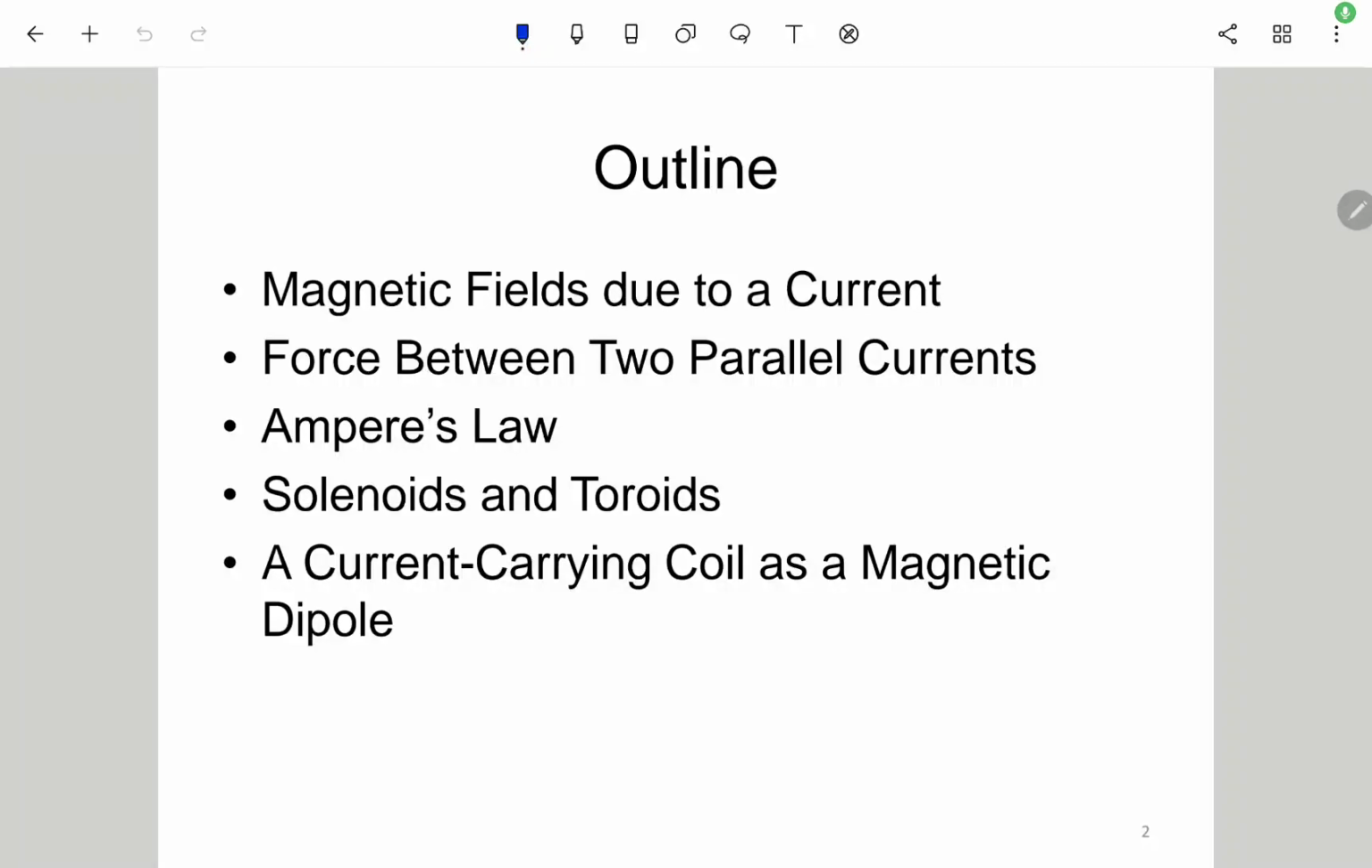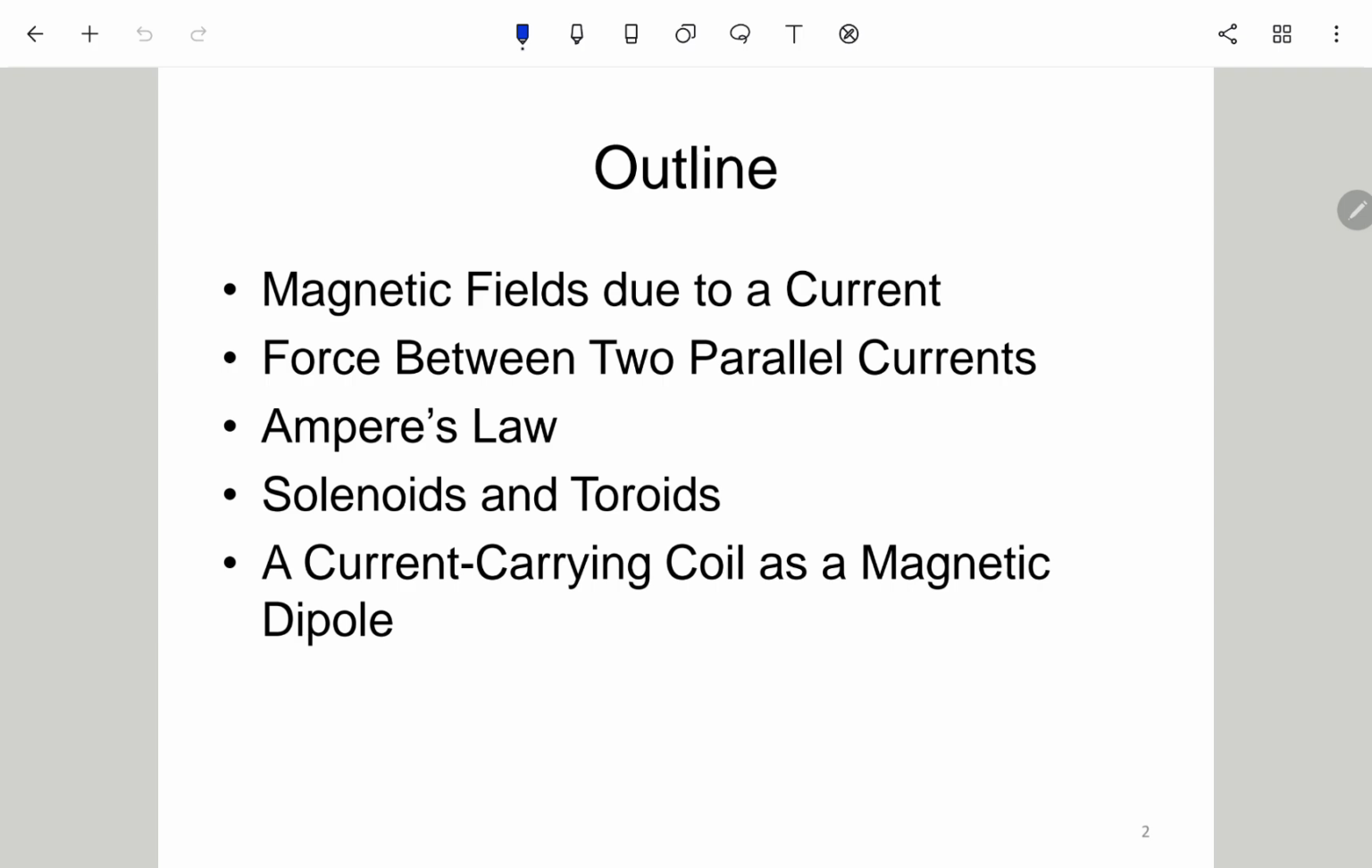Okay, so this is the outline for chapter 29. In this chapter, we will first learn the magnetic field due to a current. How we can evaluate the B field generated by the current. Actually, it's about the Biot-Savart law.